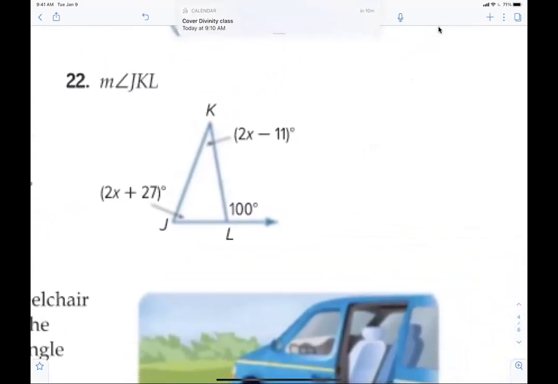Number 22. Angle JKL. I'm looking for JKL. So someone tell me what the equation is. 4x plus 16 equals 100. Now, do me a favor, guys. I want everybody to look at that equation. Everybody remember, we can just divide by 4. Wouldn't that make it easier? Yes. So x plus 4 equals 25. So x is equal to what? 21. That would be nice. X is equal to 21.